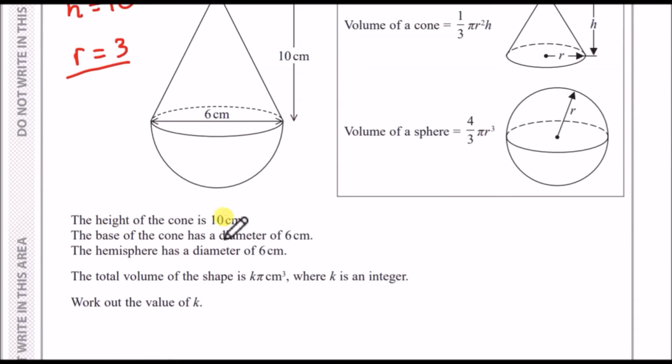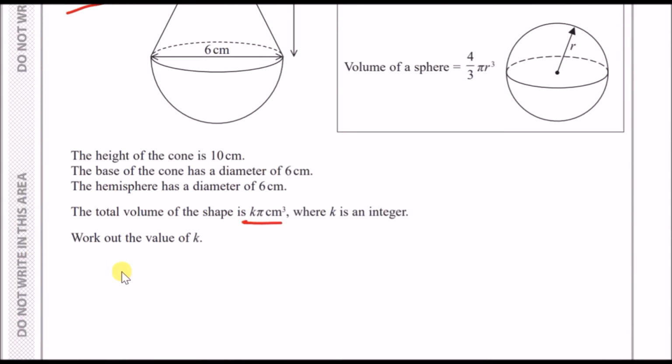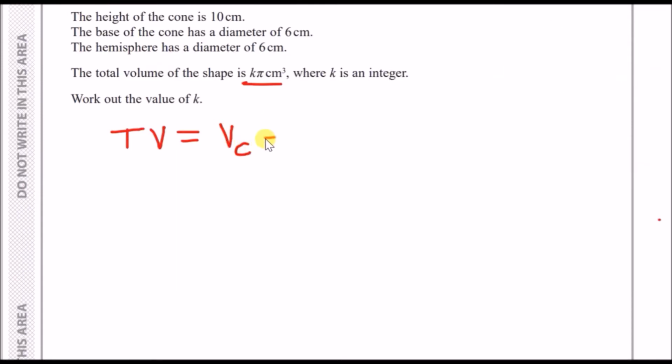Now, going back to the info at the bottom, it says that the height of the cone is 10, the diameter is 6, and the hemisphere is 6. So basically stuff we already know. Now the important information here is that the total volume of the shape is k pi centimeter cubed, right? So if we work out the volume of both those shapes, the sum of it must be k pi. That's one thing to note. So just looking at the data, the total volume is going to be the volume of the cone plus the volume of the hemisphere.